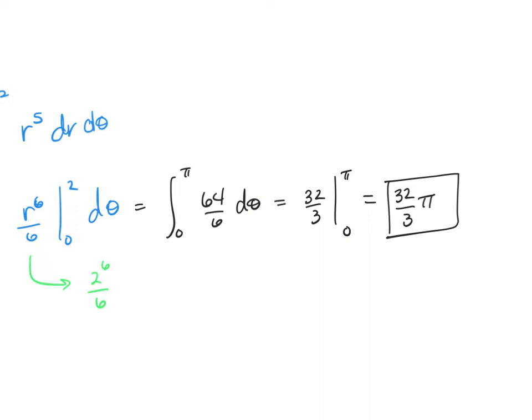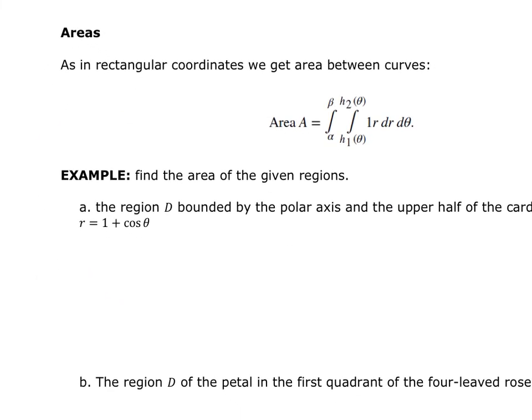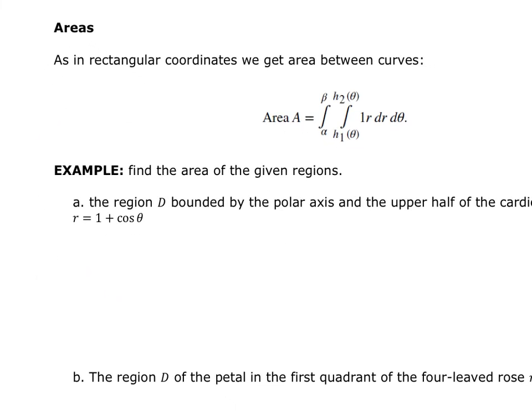Okay, now we're going to talk about areas. Areas between two polar curves can be found by doing the alpha to beta, my r between my first function and my second function, so between my top function and my bottom function, and I use that word loosely, and then we have 1r dr d theta.